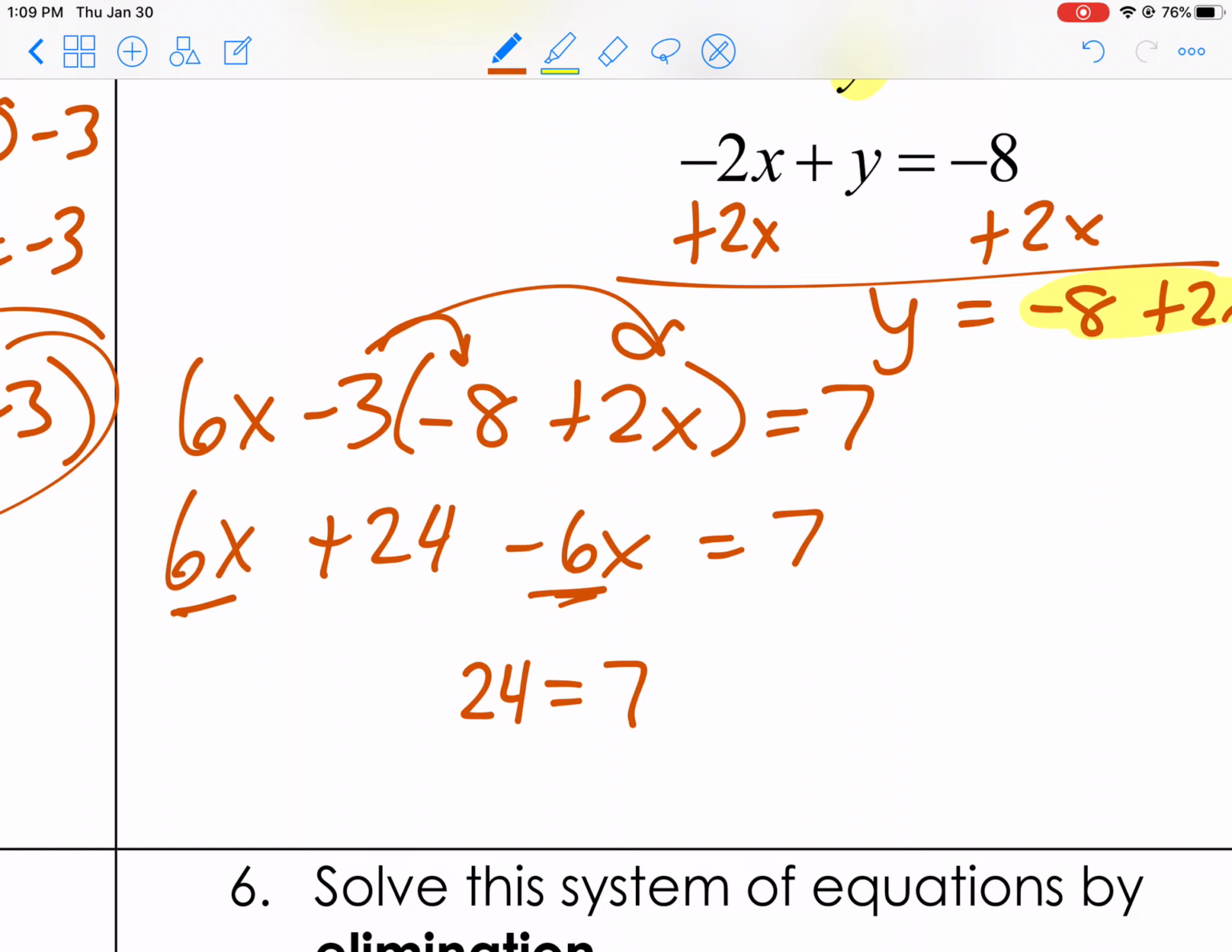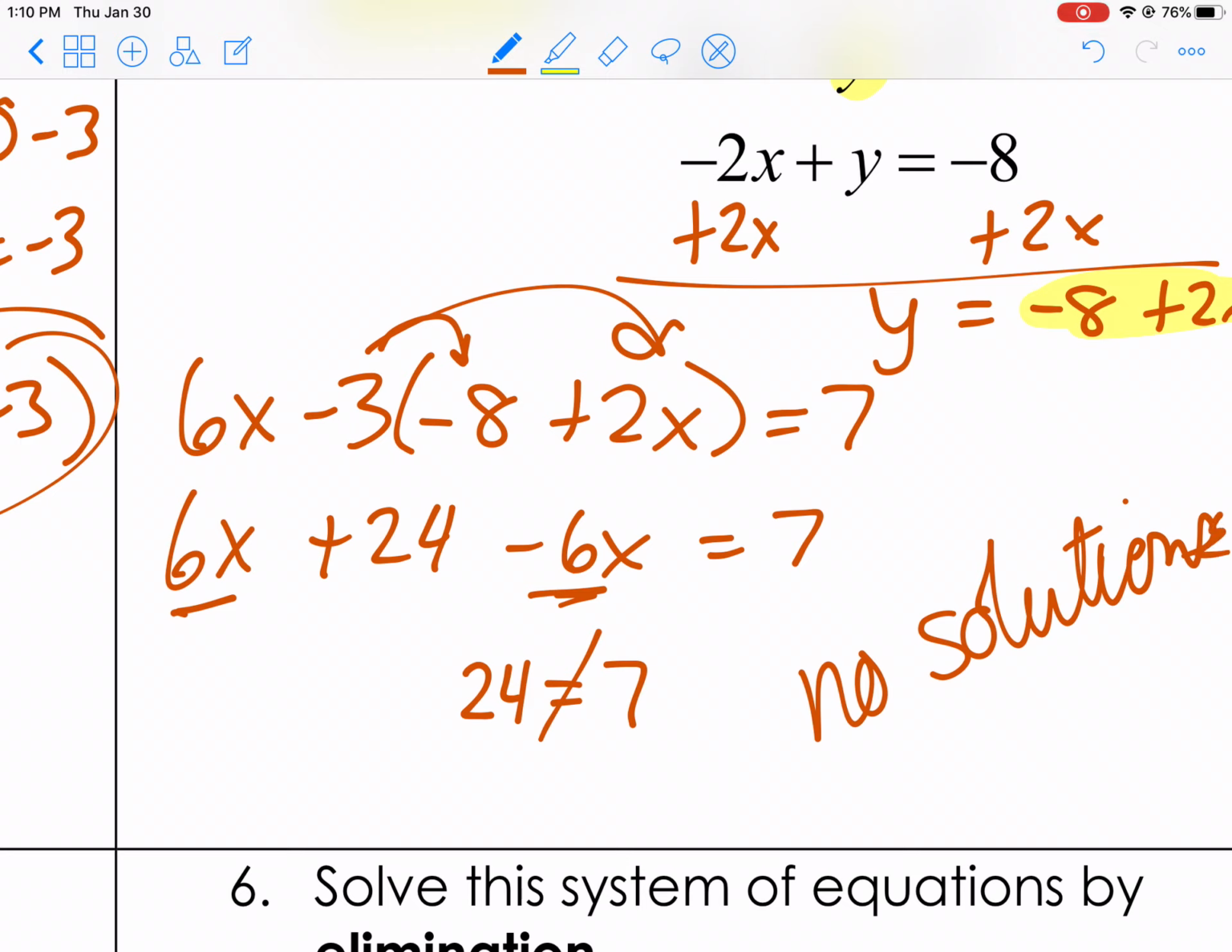Variables are all gone. This is not a true statement, right? 24 does not equal 7. 24 equals 24, and 7 equals 7. So this is a no solution. If the variables are all gone, and I have a statement of a number that doesn't equal its other number, that's a no solution. If I had gotten to a place that said like 24 equals 24, or 0 equals 0, or 7 equals 7, well then that is infinitely many solutions. But if I get to a statement like this, it would be no solutions.